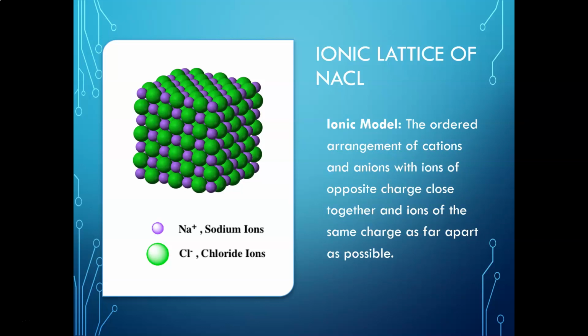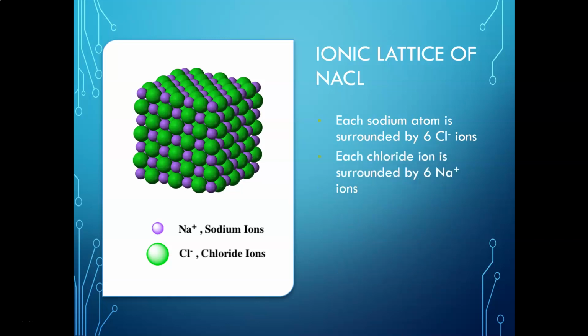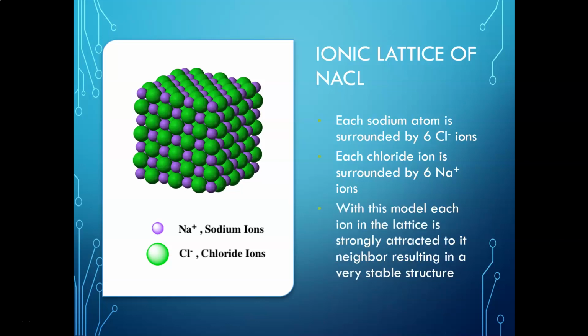Okay, so the ionic model, you've got those ordered arrangements of cations and anions, with ions of opposite charge close together and ions of the same charge far apart. So opposite charges attract and the same repel, so ions of the same charge repel. So each sodium ion is surrounded by 6 chloride ions. The chloride ion is surrounded then by 6 sodium ions.